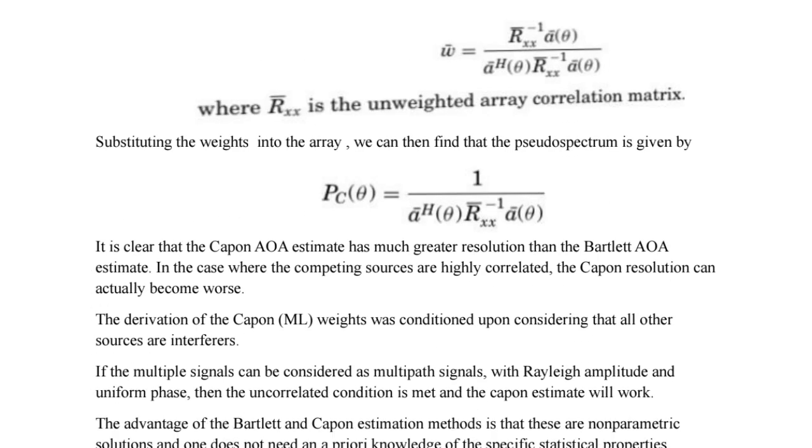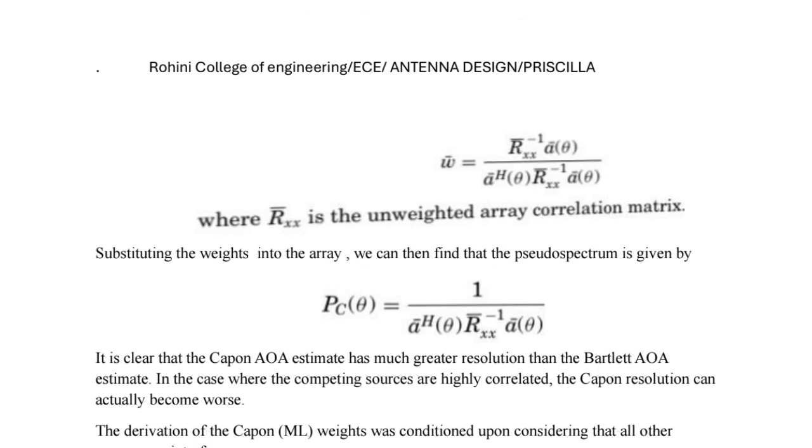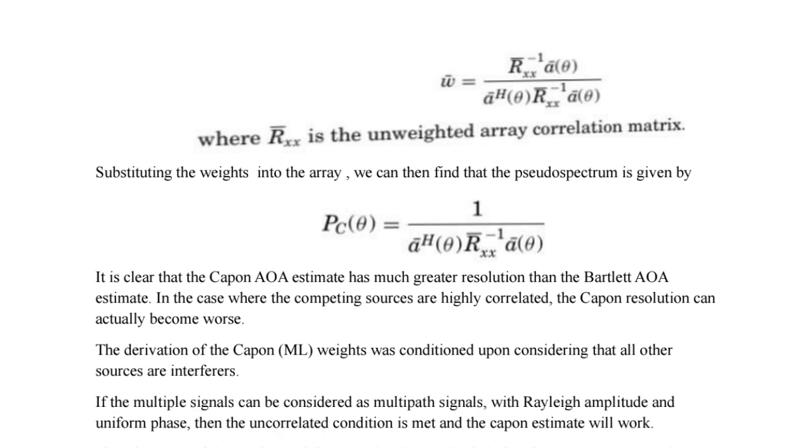Now for this Capon AOA estimation, how do we define the equation? See here: the pseudo spectrum of theta is equal to 1 divided by A H of theta, R_xx inverse, A of theta. It is clear that the Capon AOA estimate has much greater resolution than the Bartlett angle of arrival. In the case where the competing sources are highly correlated, the Capon resolution can actually become worse.